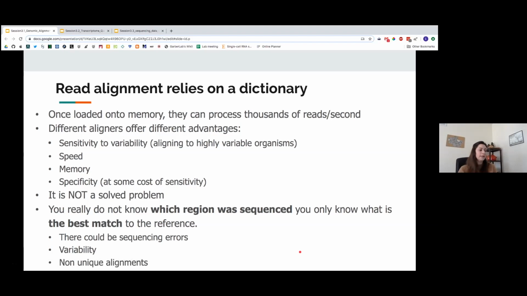And lastly, you will have non-unique alignments. That means you have positions in the genome that are repetitive, and therefore you will have multiple possibilities where that read came from originally.